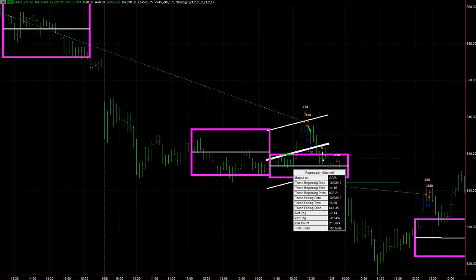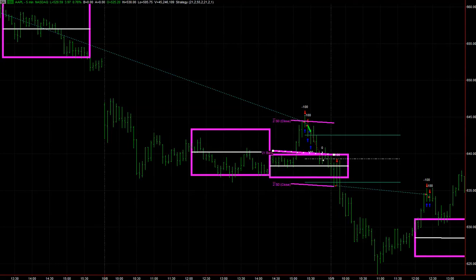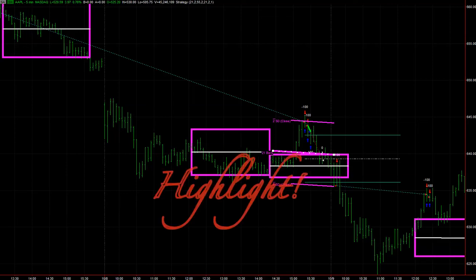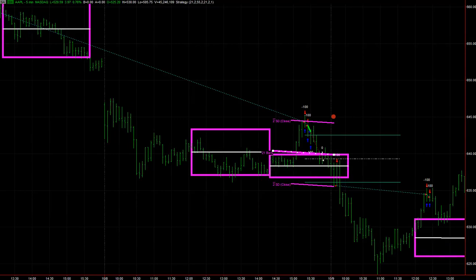Now, this box is not valid because the midline is not above. Let's zoom in a bit. The midline here on both ends is not above the old standard deviation high. So that does not qualify at that point. Again, the midline of the new is not above the old standard deviation. So we continue.